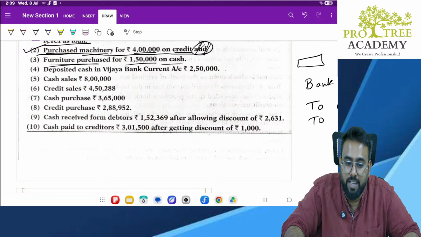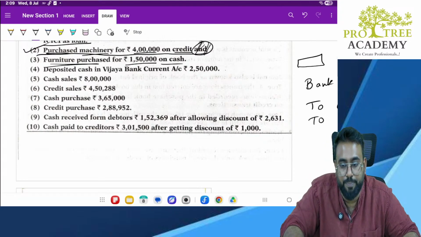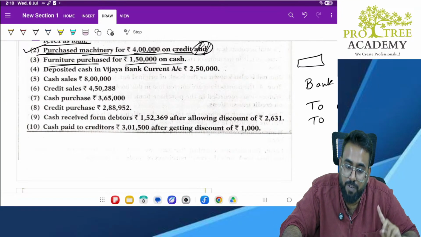Expense means what? Economic benefit outflow, excluding the other part. But look at the machinery. Will it even fit the asset definition? It is a resource controlled by the entity from which future economic benefit inflow is expected. Will it fit the definition?